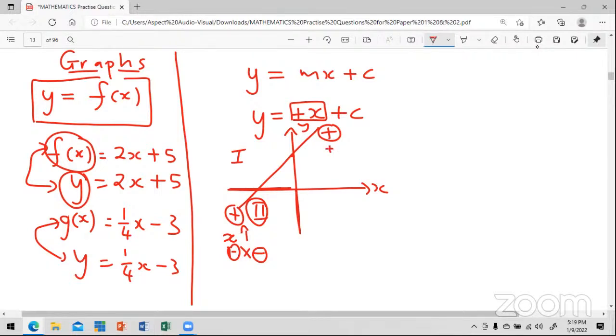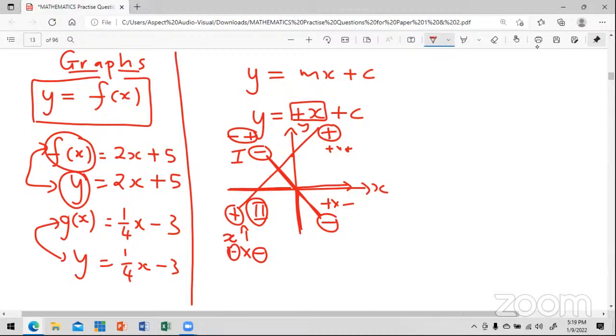Here I will have a positive and a positive. I multiply, I get a positive. Here I'll have a negative for my x and a positive for my y. The product of that would be negative. Here I have a positive for my x and a negative for my y. The product of that would be negative. Stretching from negative to negative is a negative gradient. One way of memorizing it like that. Otherwise, just look at the shape.